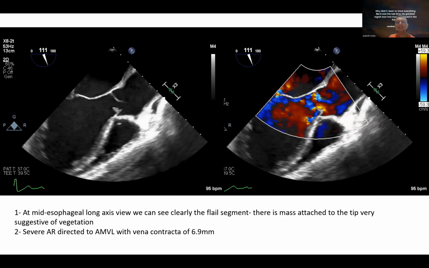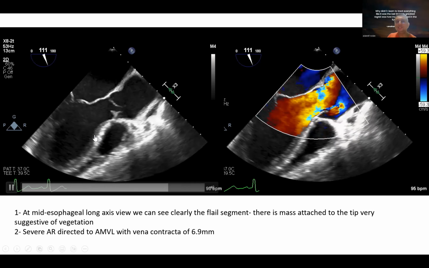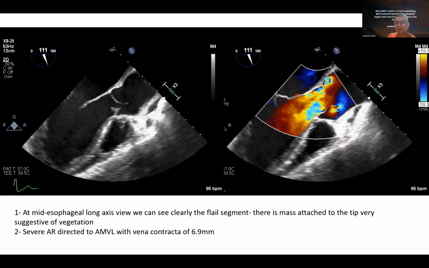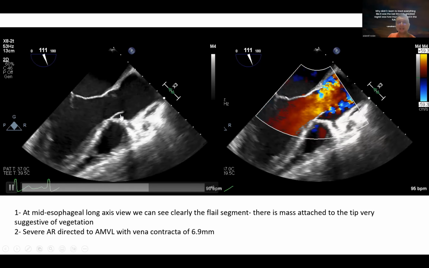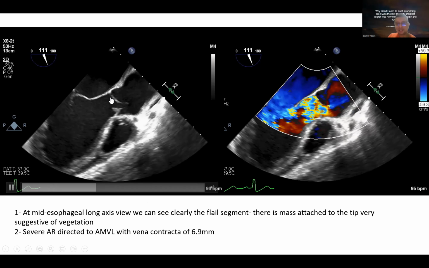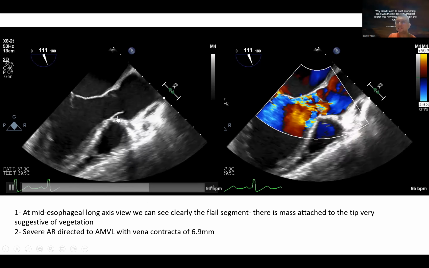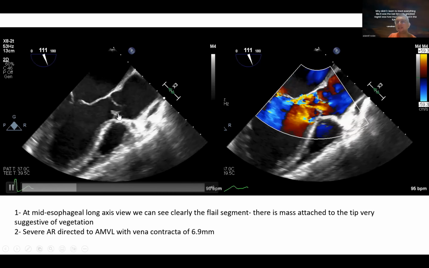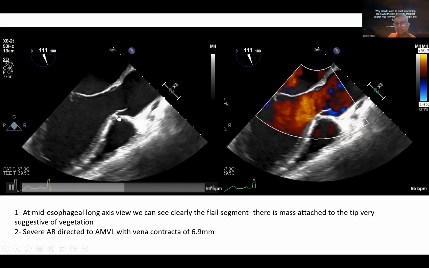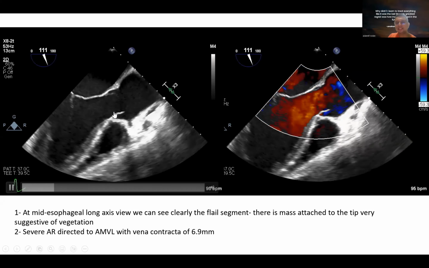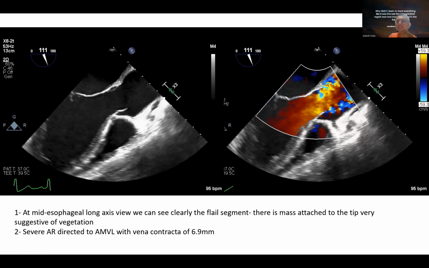Okay, this is a mid-esophageal long axis view. And finally, what we see here is the mechanism, but also the reason why the patient has severe AR. So this is the non-coronary cusp. This is what we assume to be either the right coronary cusp or fused right and left coronary cusp. You can see this leaflet is flail, and you can also see a mass that is attached to this leaflet. So this is very suggestive of a vegetation.